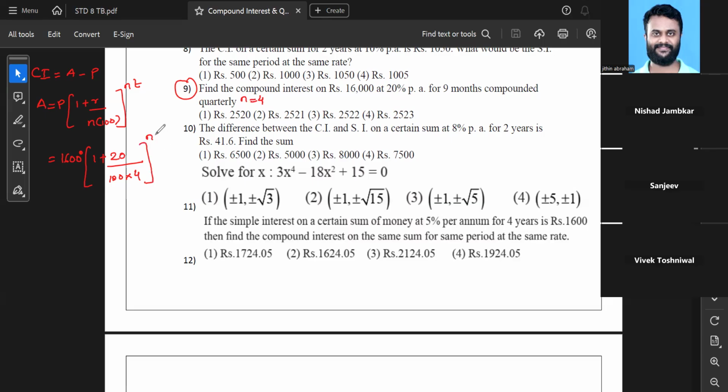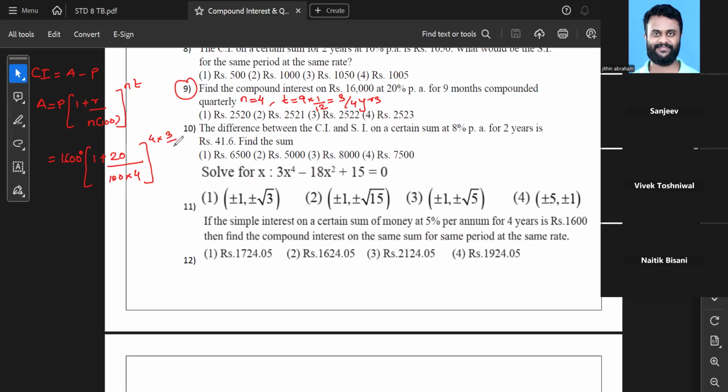Raised to, instead of n, I'll write 4 multiplied by T. T is the tenure in terms of years. So 9 months is how many years? How to convert months into years? Sir, it is 3 by 4. Very good. So T will be equal to 9 divided by 12, which gives you 3 by 4 years.